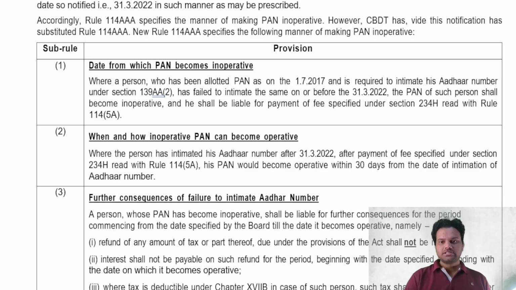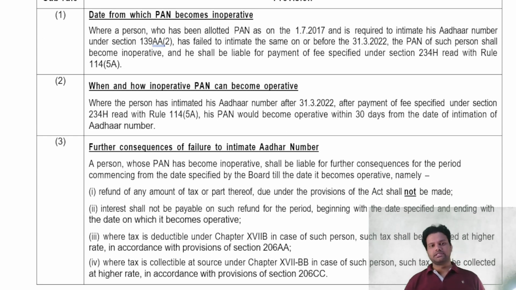Now we will see the clauses of Rule 114AAA. Rule 114AAA, clause number 1, sub-rule 1, says the date from which PAN will become inoperative: from 1st April 2022, the permanent account number will be inoperative. When and how will the inoperative PAN become operative? The PAN will become operative again if he pays the fee as provided in section 234H and intimates his Aadhaar number to the department. Then the department will take a maximum of 30 days to activate his permanent account number. Okay, this is if he links this PAN with the Aadhaar after 31st March 2022.